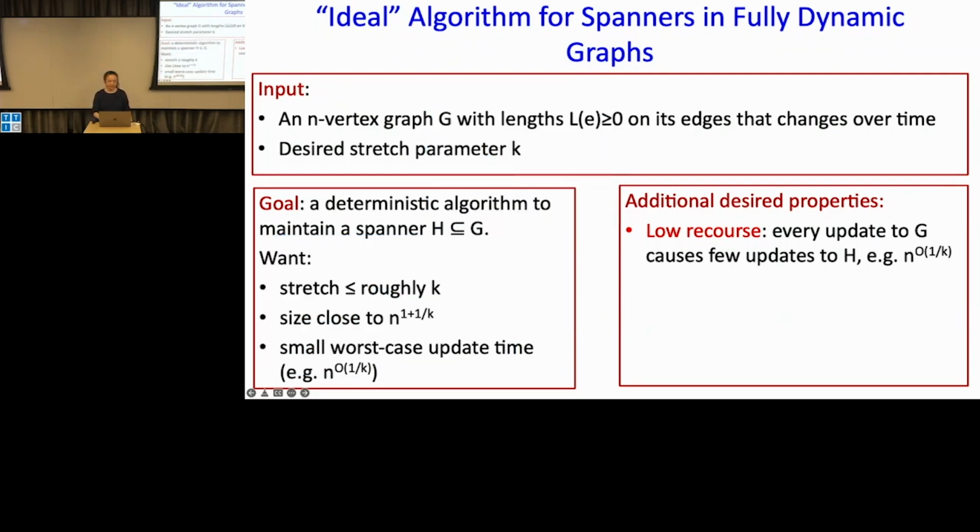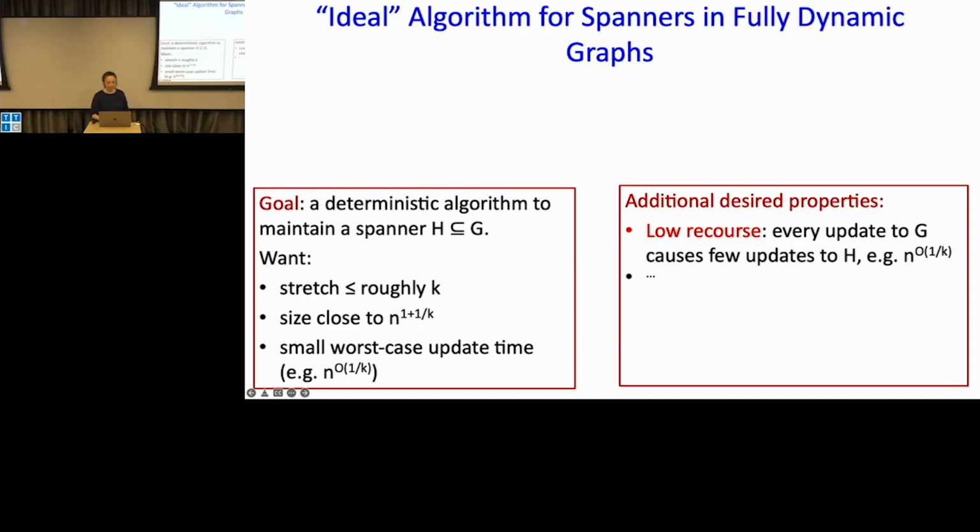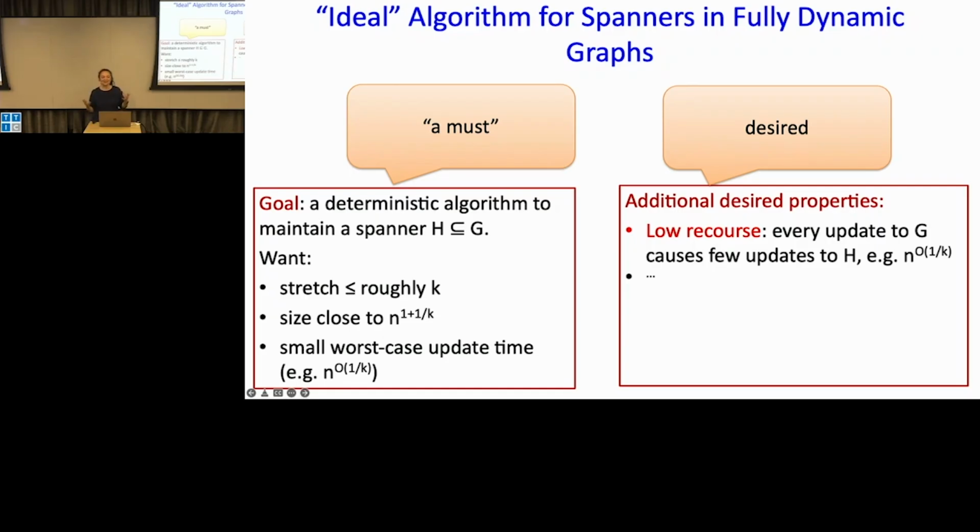And then there are some other properties. I decided not to go into them because then it just becomes too much, but there are some other properties that are important to various applications. This is a lot of stuff, so I'm going to think about this first set of properties as a must. When I discuss various algorithms, I'll say how they do with respect to these. And the second set is just desired, so if some algorithms have these properties, I'll just mention it.